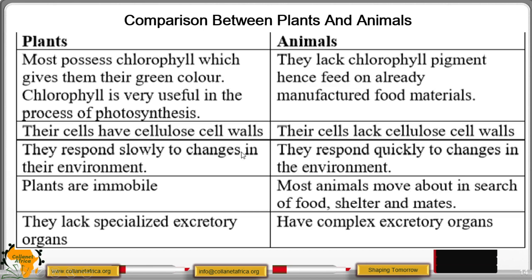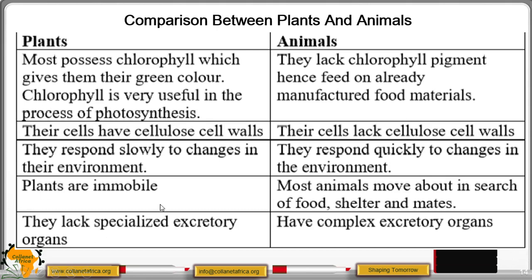Plants respond slowly to changes in their environment, but animals respond quickly to changes in the environment. For example, when you touch a hot pan, you drop it immediately, so that is responding to the changes quickly.